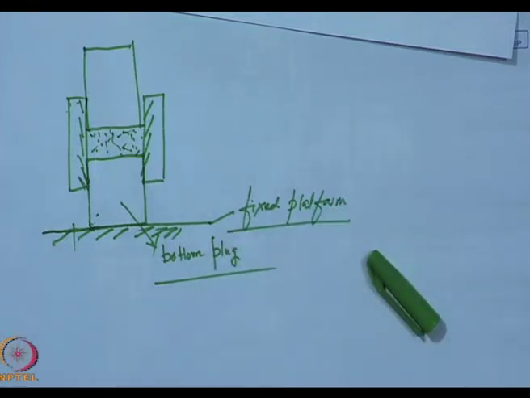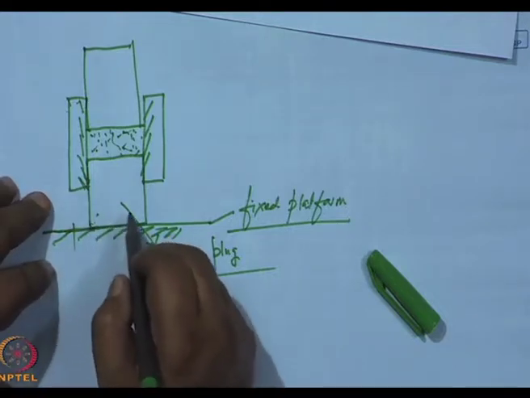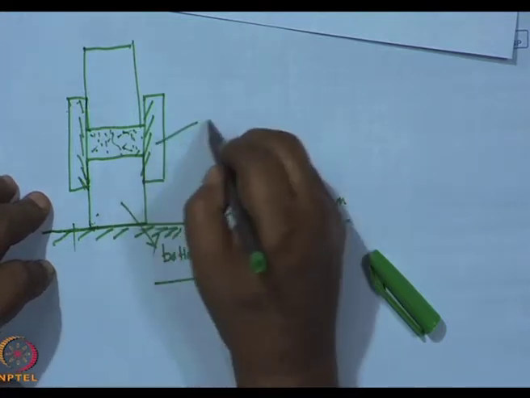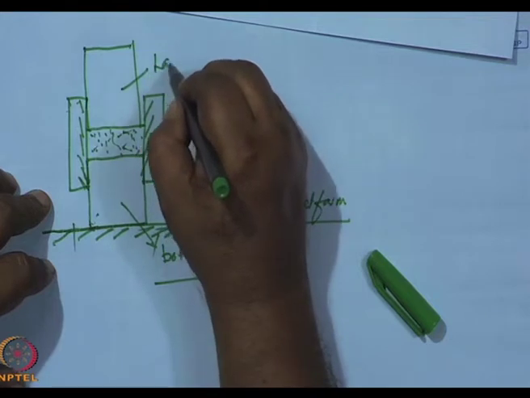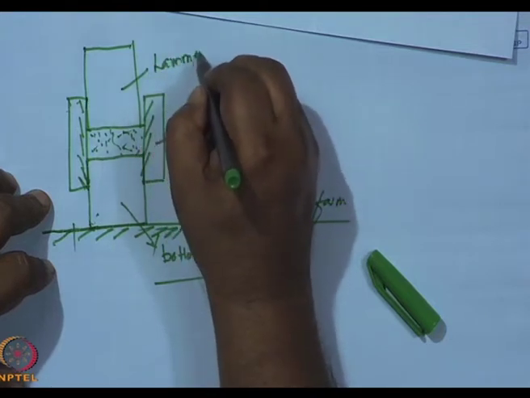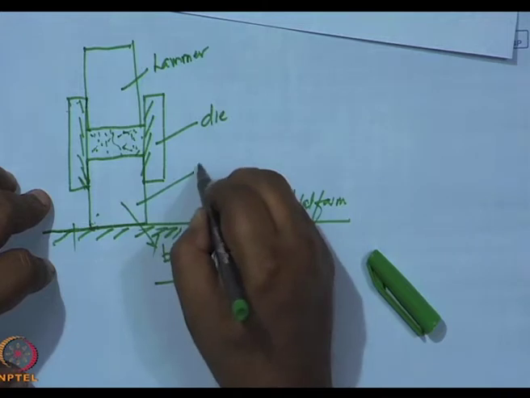Now realize, I've done a very interesting thing. This bottom plug is called the die. This is called the hammer. And the bottom plug is called the anvil.